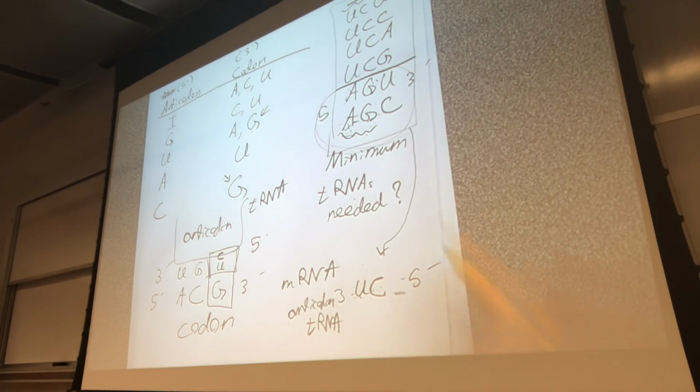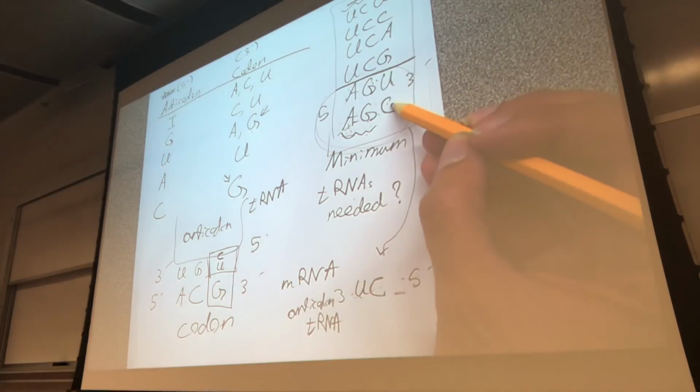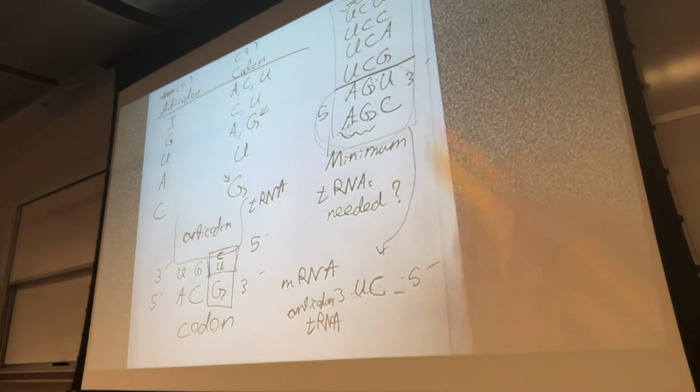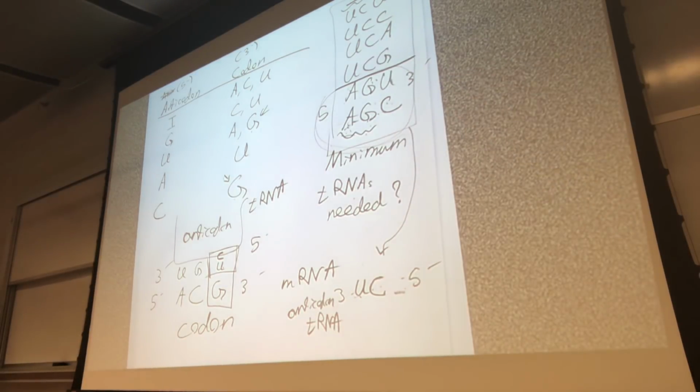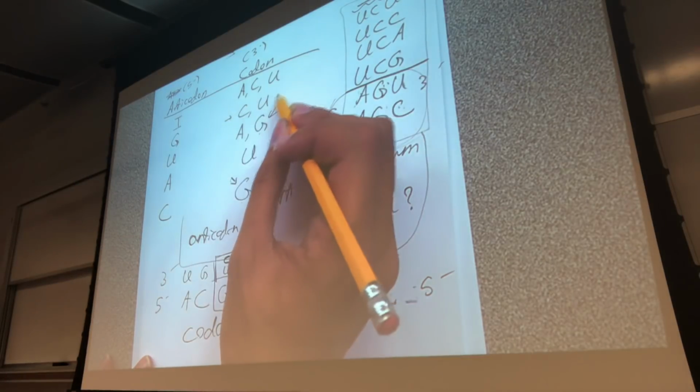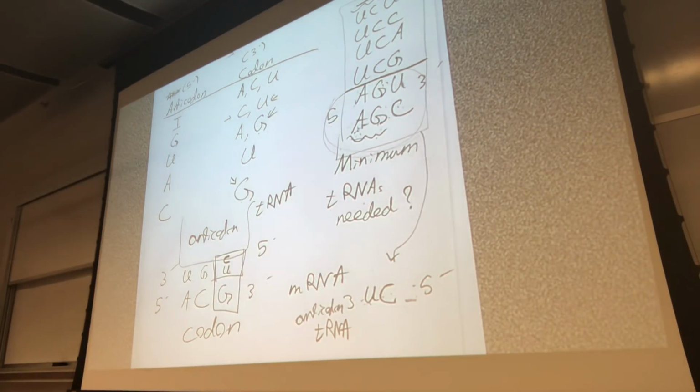What about the third one? I know there are 2 bases up here, but is there a potential anticodon base I can use that would take care of both of them? G, let's see where that is. Well, here's C and U in the codon table.